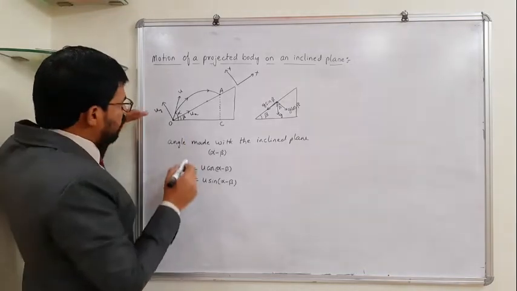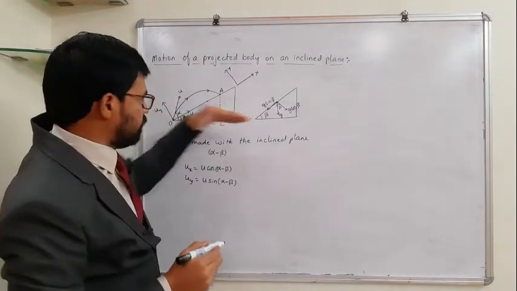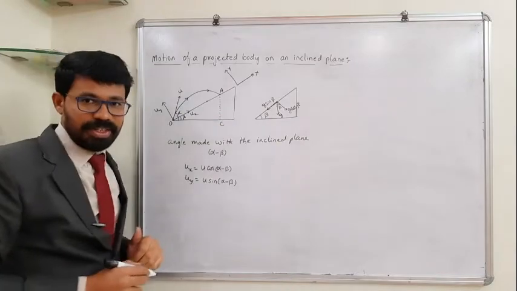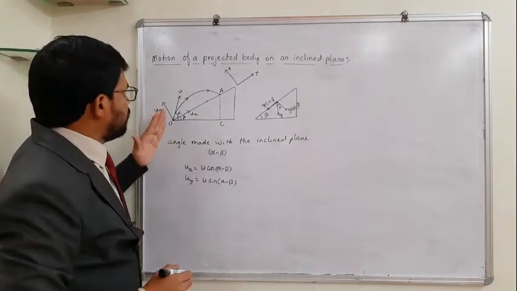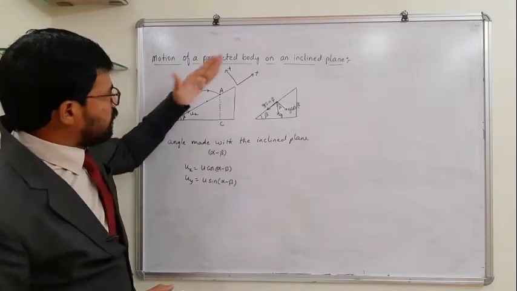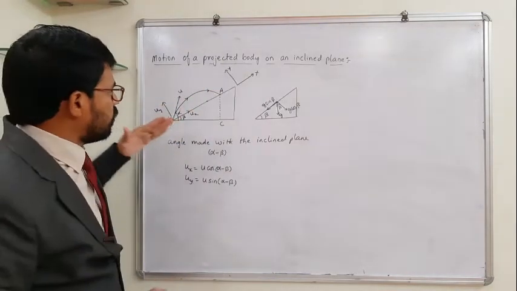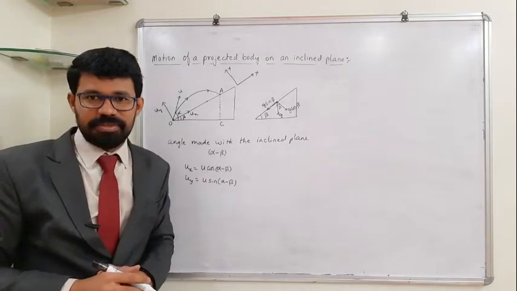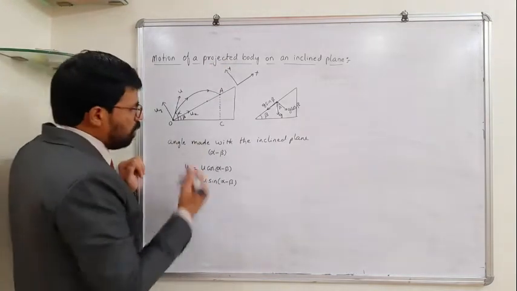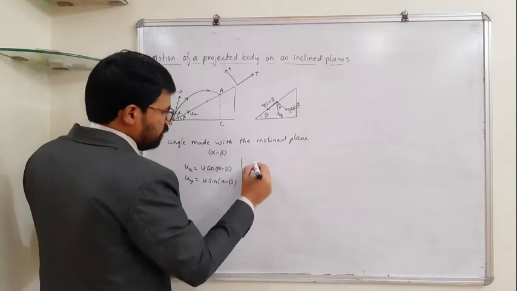If you consider a component of this velocity along the horizontal direction, that component won't change. But if you take a component of this velocity along the direction of the x-axis, or along the inclined plane, it experiences acceleration. Its velocity changes. So how much is that acceleration? Let us try to find out.